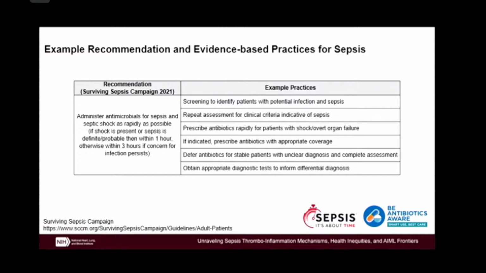But this doesn't necessarily get us to the point of practices. And so basically what we did was we thought through what are potential practices that might be implementable to help address this. I won't go into too much detail here, but in terms of screening, we need a way to identify patients who have infection and sepsis. There needs to be repeat assessment of clinical criteria once the patient has presented. Potentially most importantly for our purposes here, prescribe antibiotics rapidly for patients with shock or overt organ failure.